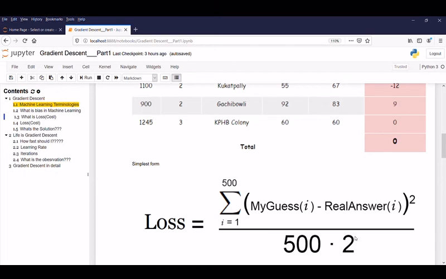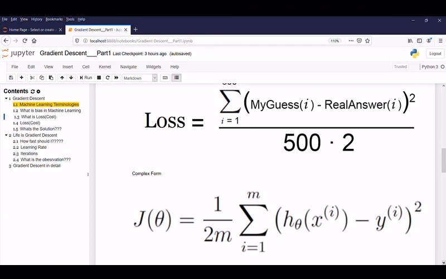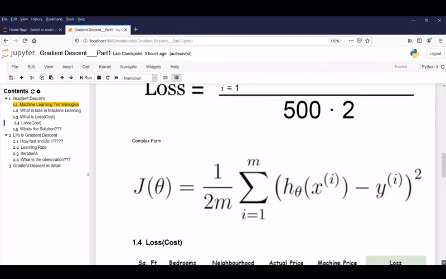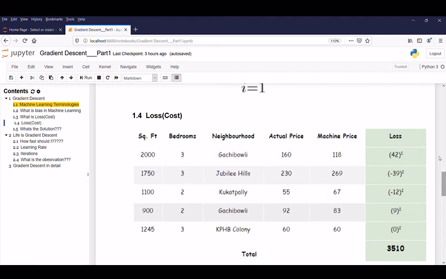Why sum of squares? We want to punish the large deviation. 500 is nothing but sample data. 2 is a mathematical constant. Few will use 2, few won't. So it's up to you whether we use it or not. There is nothing going to change in the output. If you want a complex form, yes, here it's the complex form. But we are the smartest guys, right? We understood the formula in the smartest way. Once we apply this formula, we got this loss function.